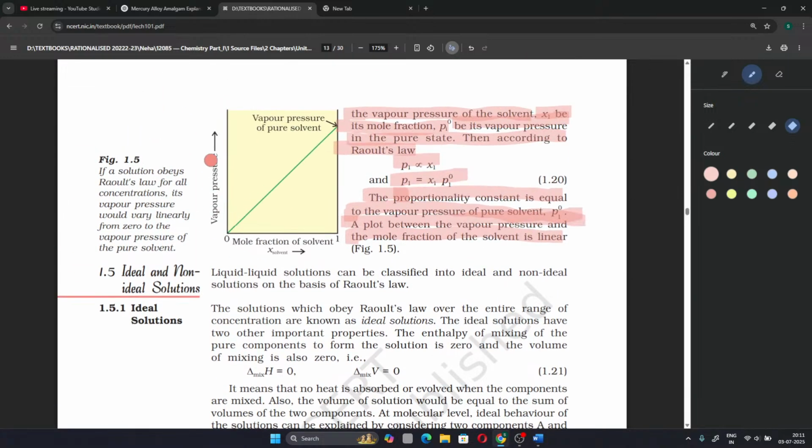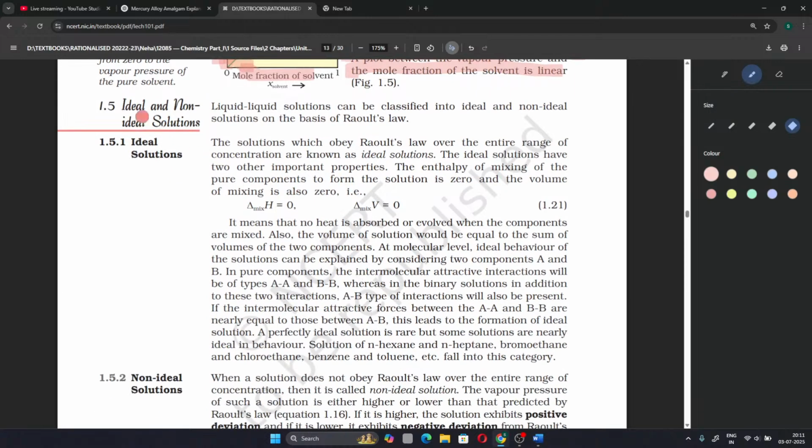This is the graph between mole fraction and vapor pressure. It is linear according to Raoult's law. The partial pressure depends on the mole fraction, so it is a linear graph. If a solution obeys Raoult's law for all concentrations, its vapor pressure would vary linearly from 0 to the vapor pressure of the pure solvent.